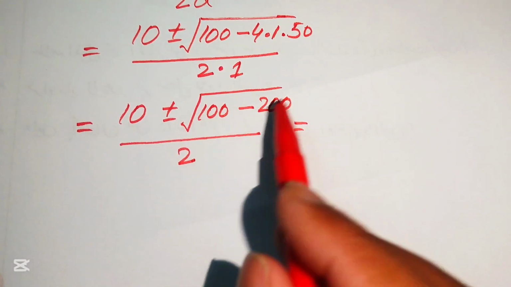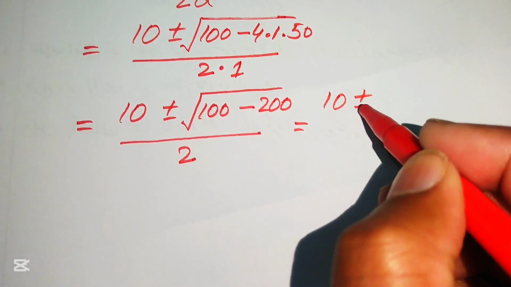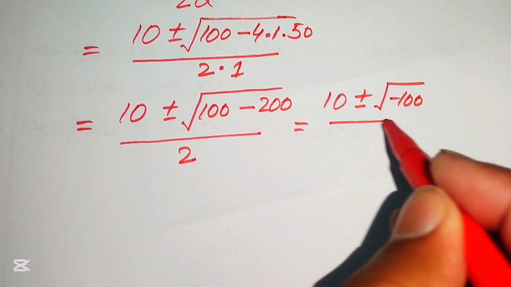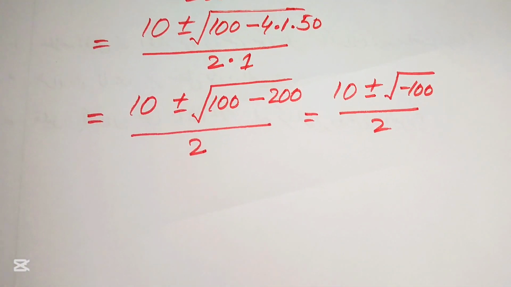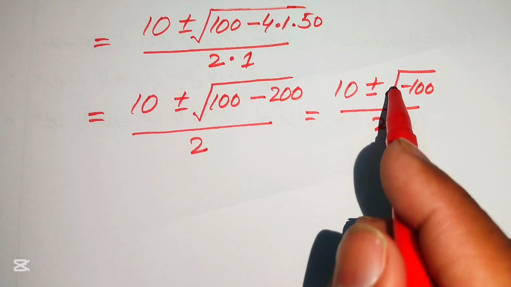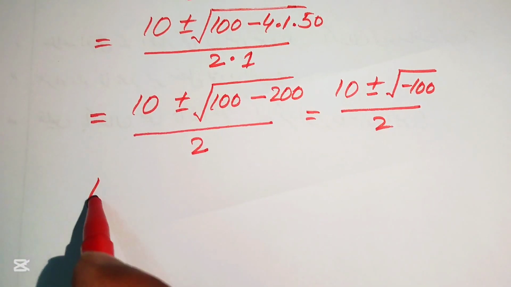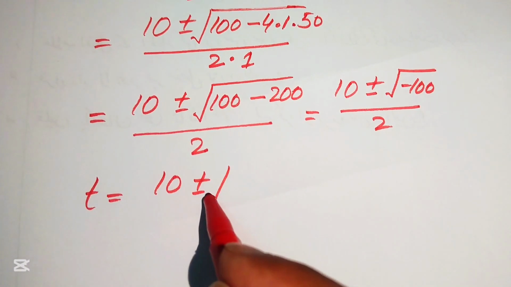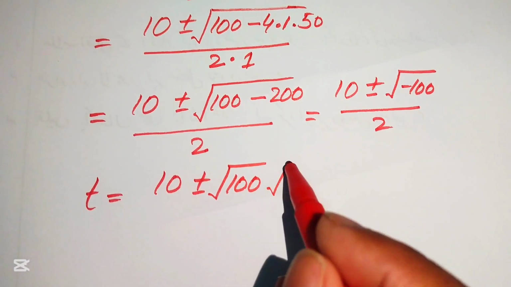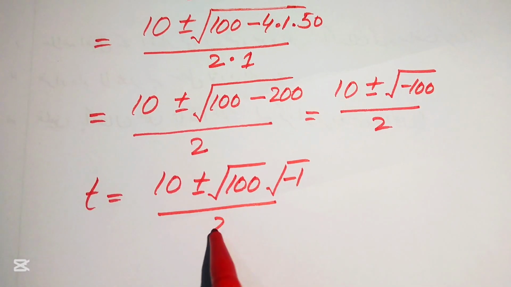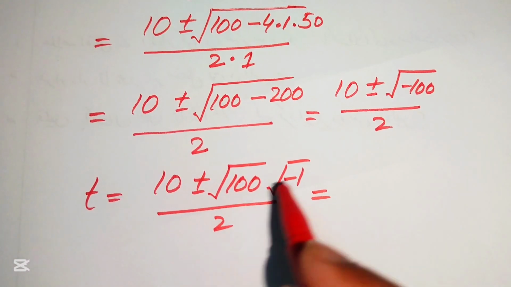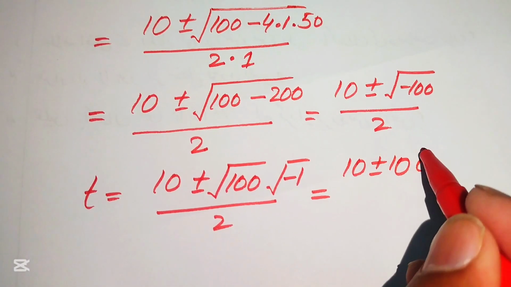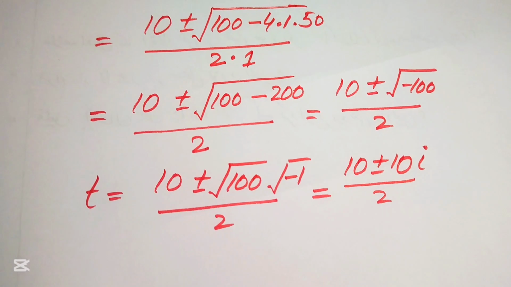Here we need to subtract these two values, and it will be written as 10 plus minus square root of minus 100, divided by 2. Here we need to break this square root, and we write the square root of the negative term and this 100. It will be written as t equals 10 plus minus square root of 100 into square root of minus 1, divided by 2. We know that the square root of 100 equals 10, and the square root of minus 1 equals iota, divided by 2.